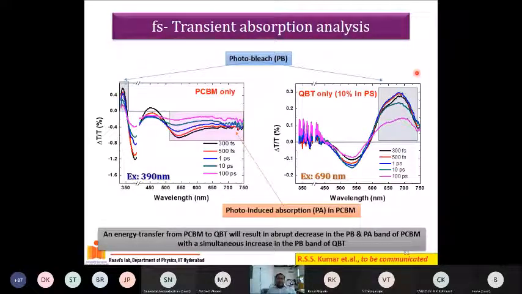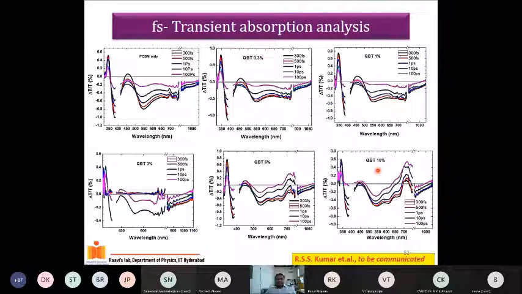Energy transfer from PCBM to QBT will result in abrupt decrease in the PB and PA of PCBM with simultaneous increase in the photo bleach of the QBT. Which is what we see. This is PCBM only with strong photo bleach. And this is QBT with reduced photo bleach from PCBM and increased bleach from the QBT.